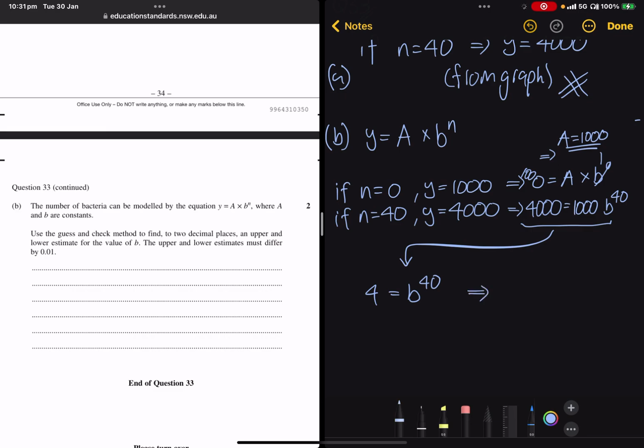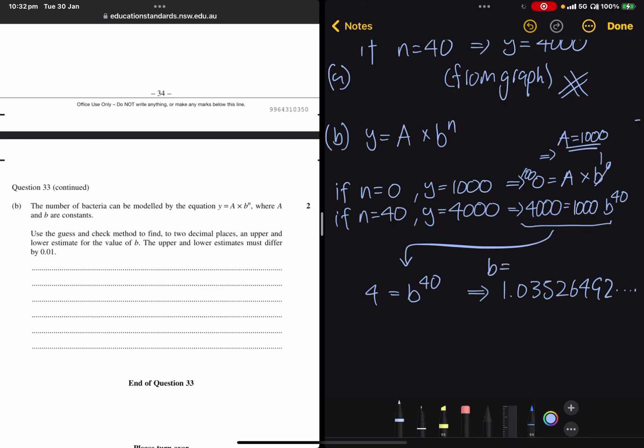Now we can be a little tricky here. We could take the 40th root of 4. So b to the power of 40 is equal to 4. Well, let's take the 40th root of 4. On our calculator, shift, choose root, 40th root of 4. This is 1.0352649. So this is what my calculator tells me b is going to be. This is approximately what b is equal to.